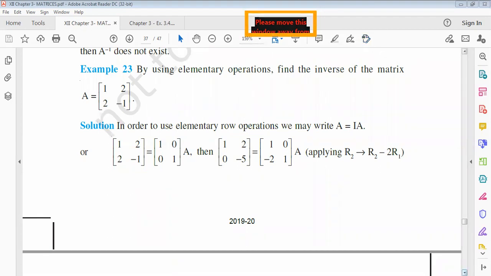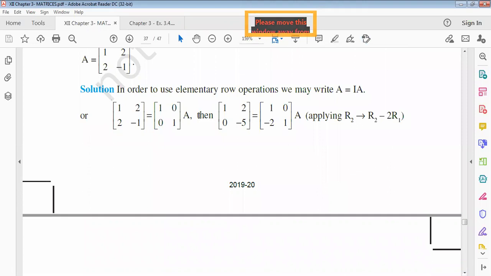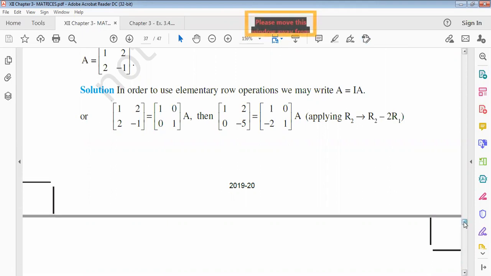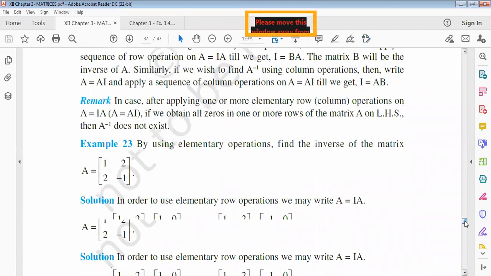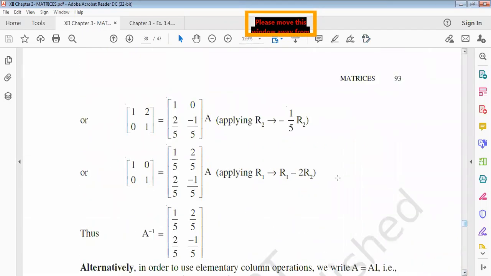Now move on to the next one. Now what do we have to do? मुझे इस सेकंड एलिमेंट को 1 बनाना है, तो इसके लिए क्या करेंगे? We have a choice to multiply this second row by minus 1 by 5. Here, applying R2 tends to minus 1 by 5 R2, this element becomes 1 and the remaining elements are 2 by 5 and minus 1 by 5.